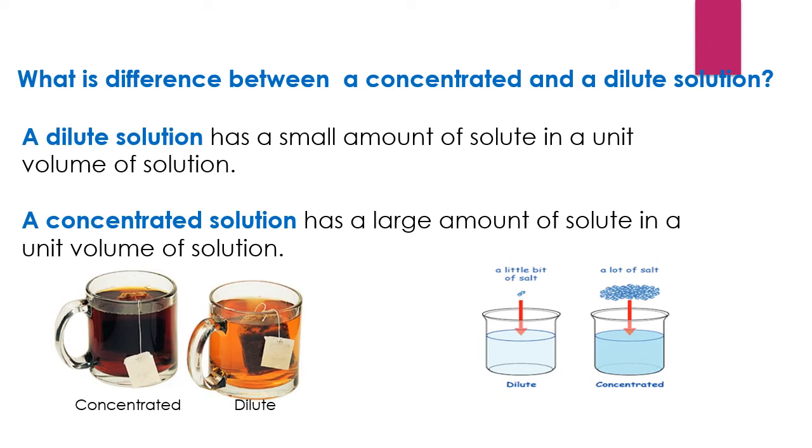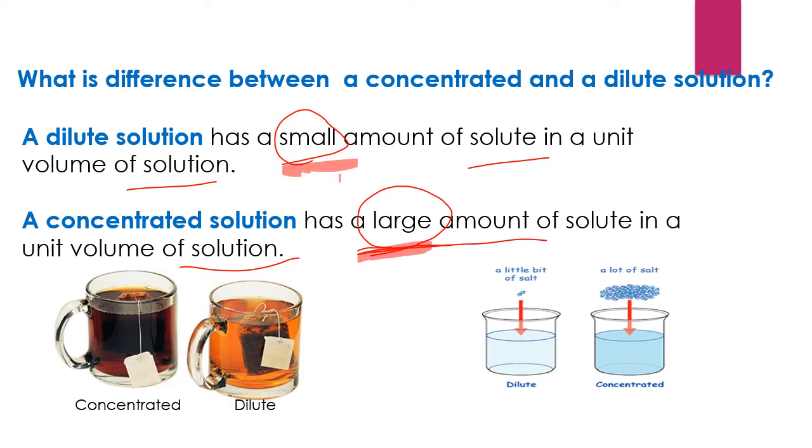What is the difference between a concentrated solution and a dilute solution? Dilute solution has a small amount of solute in a unit volume of solution. But concentrated solution has a large amount of solute in a unit volume of solution. So the main difference between dilute solution and concentrated solution is a large amount and a small amount.